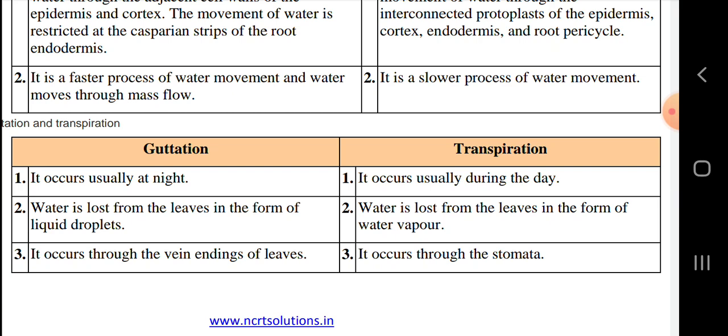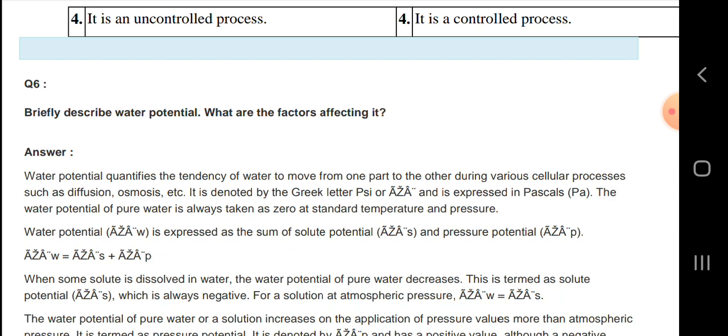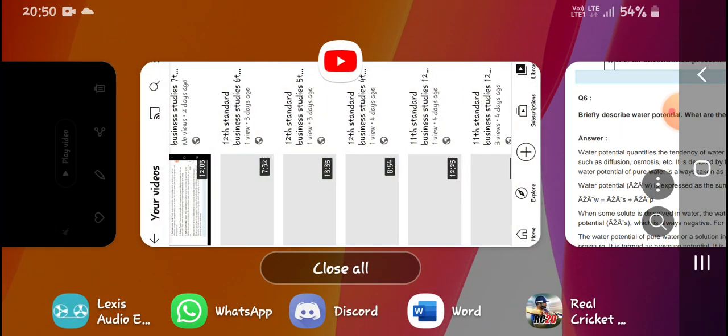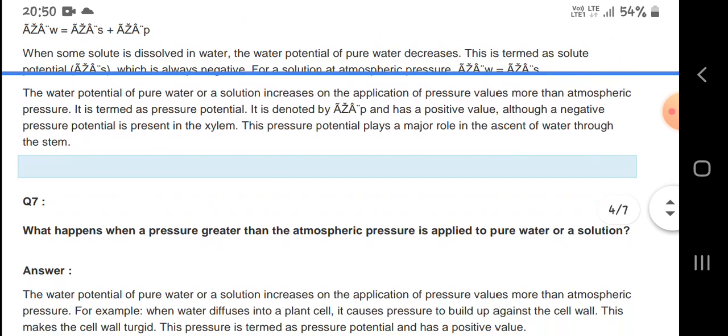So mutation occurs usually at night and transpiration occurs during the day. Next, let us know about the water potential and the factors affecting it. Water potential quantifies the tendency of water to move from one part to the other.